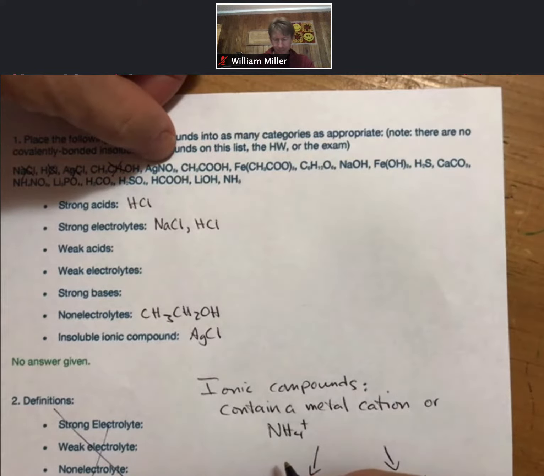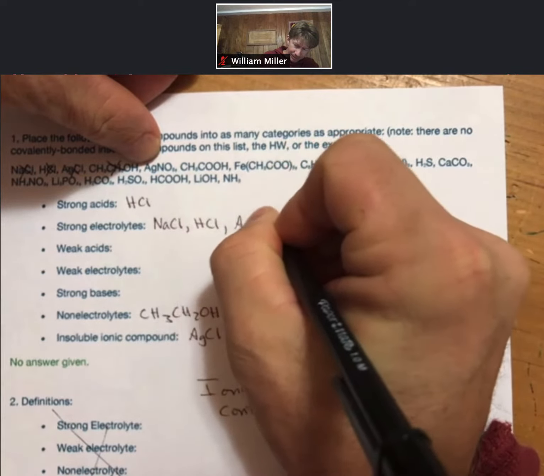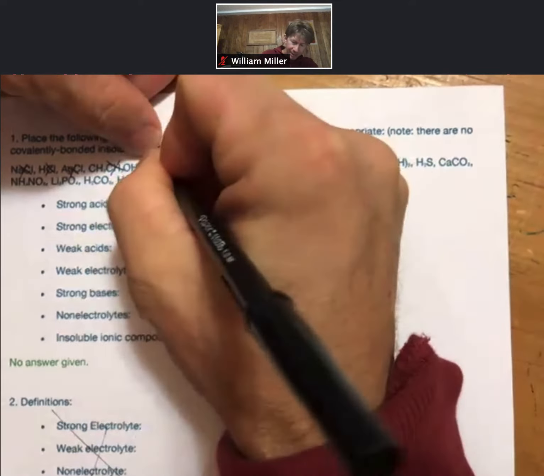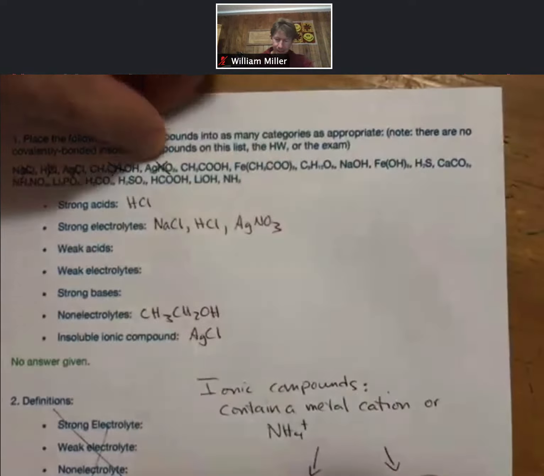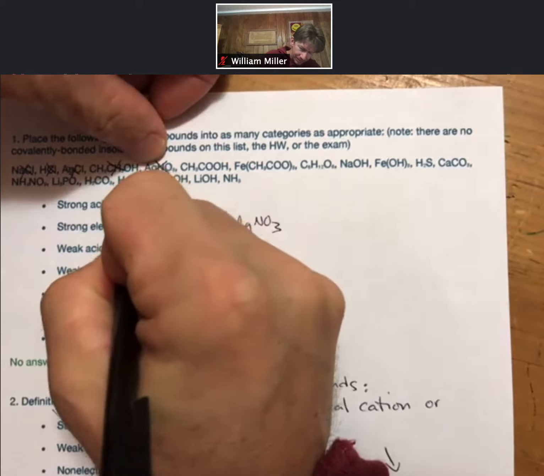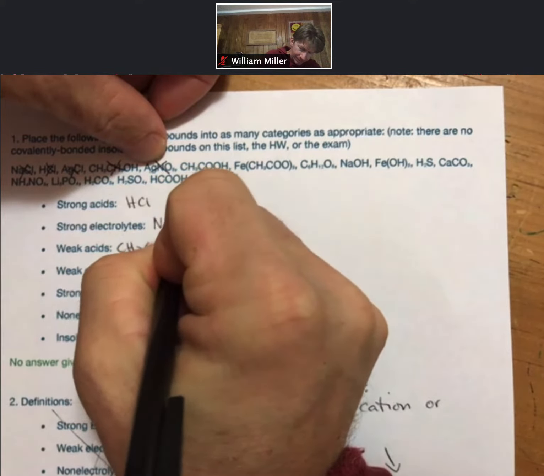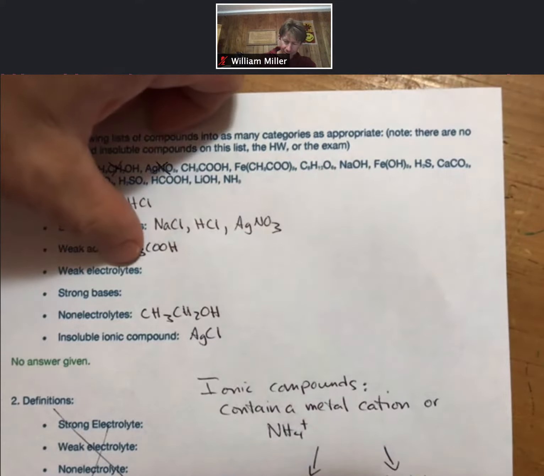Silver nitrate. All nitrates are soluble. It has a metal in it. That means it will be a strong electrolyte. And that's it. Next, a COOH group. That means it is a weak acid. And all weak acids are also weak electrolytes.